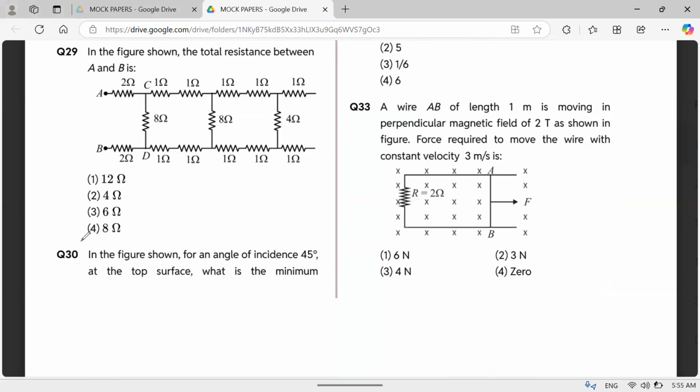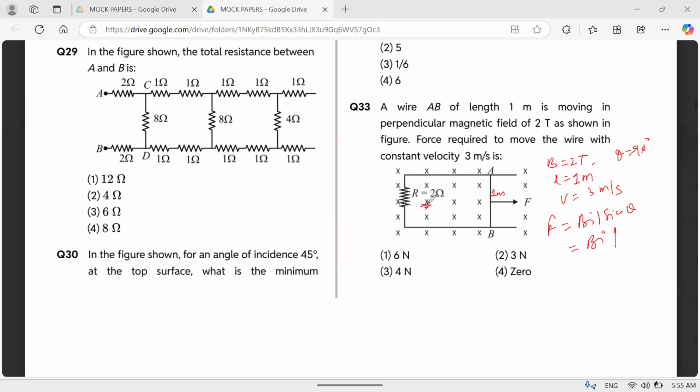Question number 33. A wire AB of length 1 meter is moving perpendicular to the magnetic field. Magnetic field is given as 2 Tesla, length is 1 meter. Force required to move the wire with a constant velocity of 3 meter per second. Force acting on a wire, what is the formula? F is equal to BIL sine theta. Theta here is 90 degrees. Sine 90 is 1. So it will be equal to BIL. Isn't it?